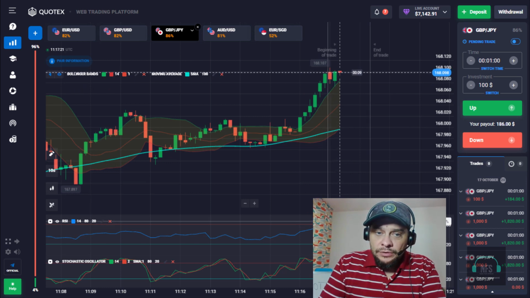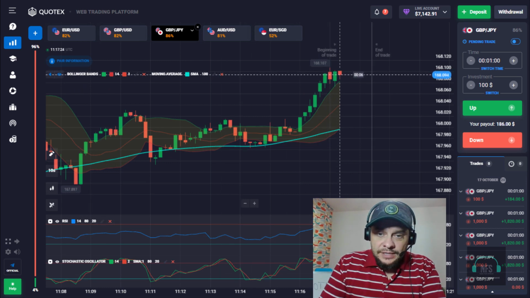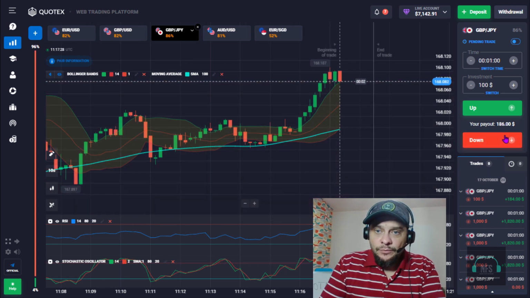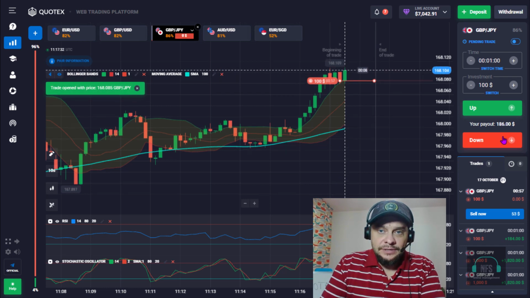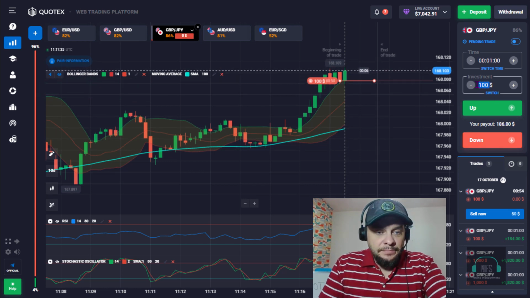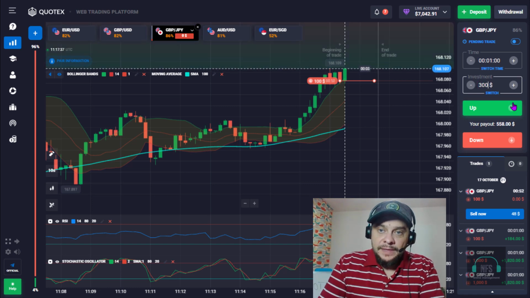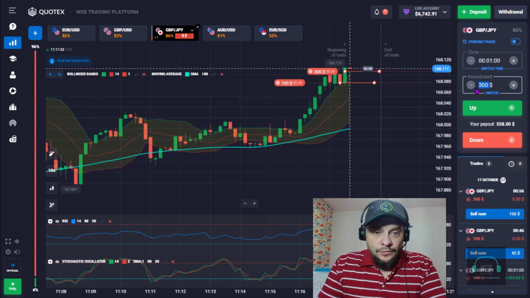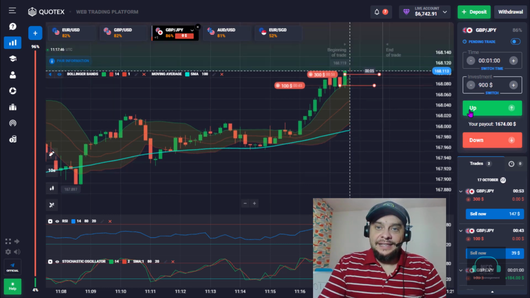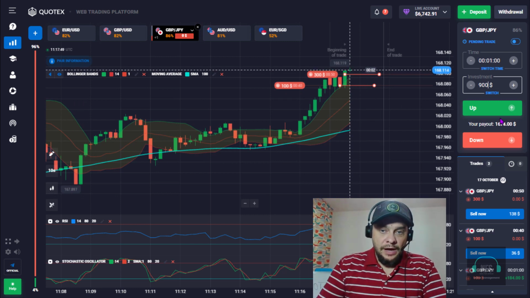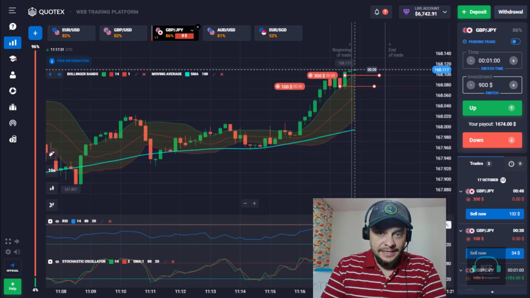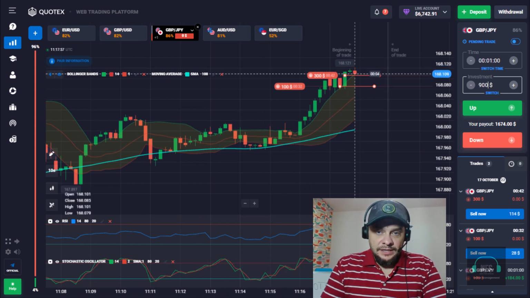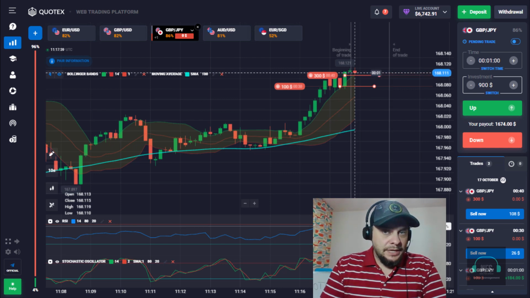We are in the overbought level of the stochastic oscillator, out of the 80 level, as you can see, and almost here. Let's place a $100 down trade here, and let's prepare for a double up, triple up if it goes up. Yes, $300, and then we will place a $900 trade if the trend continues to go up. As you can see, we are almost here on RSI, because first you will see the stochastic in overbought level, and then we will wait for the RSI.